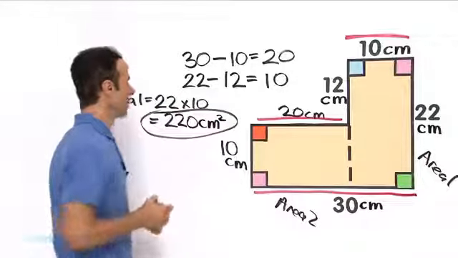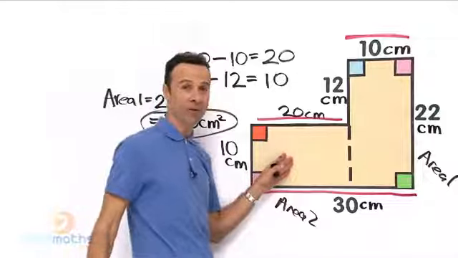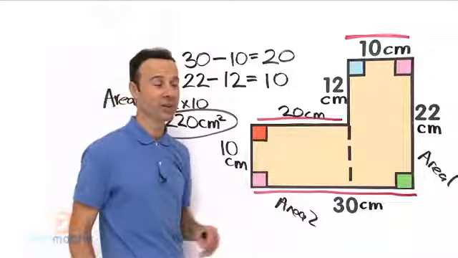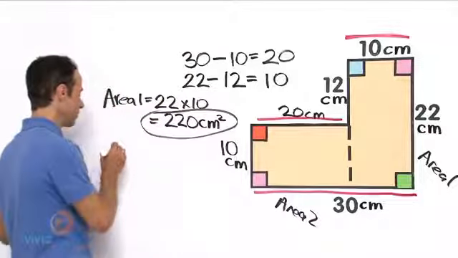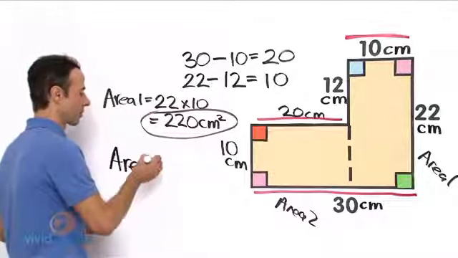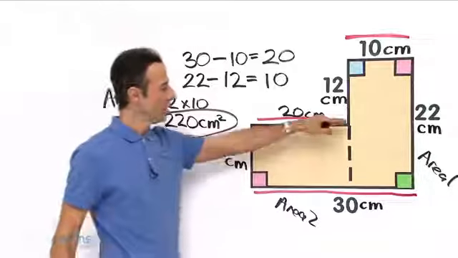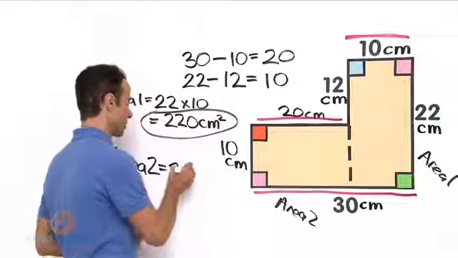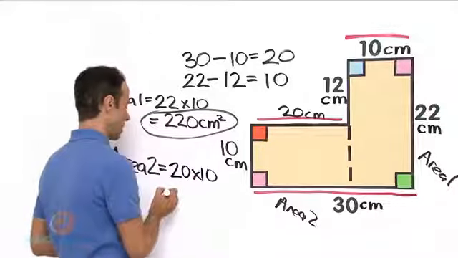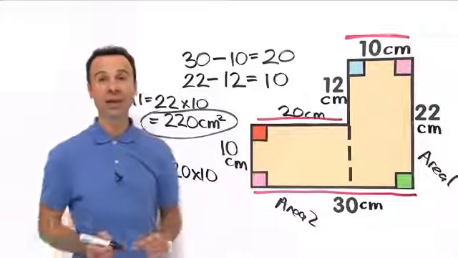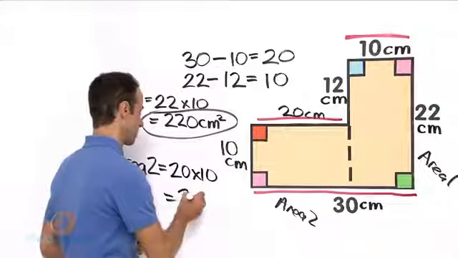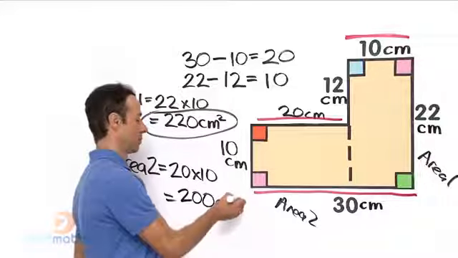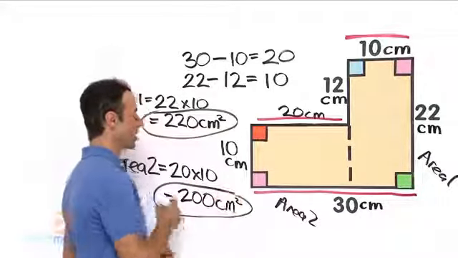There's our area 1. Now let's work out area 2, which is right over here. Now the good news is we've already worked out the dimensions from previously, and we can work this out quite simply. So area 2 equals length times breadth, which is 20 times 10. And that's going to equal 20 times 10 is 200. And of course it's centimeters squared. So there's our second area.